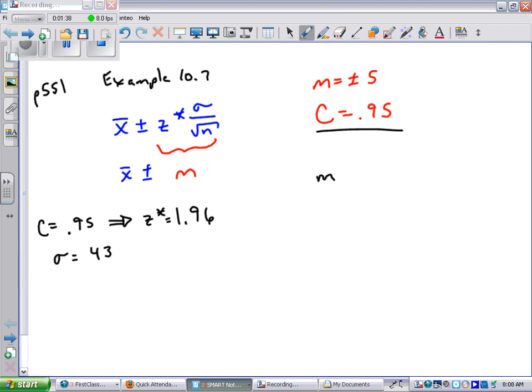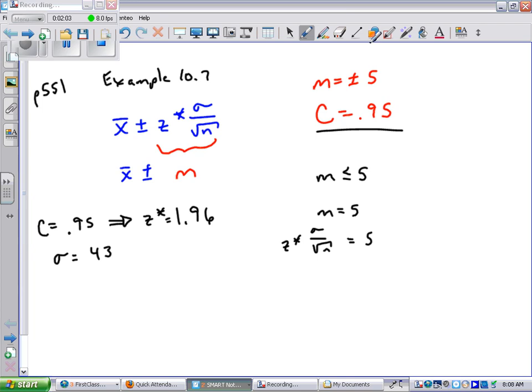Sometimes, for example in the book, it's worked out like this. What I found to be easier is simply to work it out like this, and then remember that we need to bump up the sample size a little bit at the end to make sure that it falls at or below the 5 mark. The margin of error is z star times sigma over the square root of n, and that needs to be no more than 5.